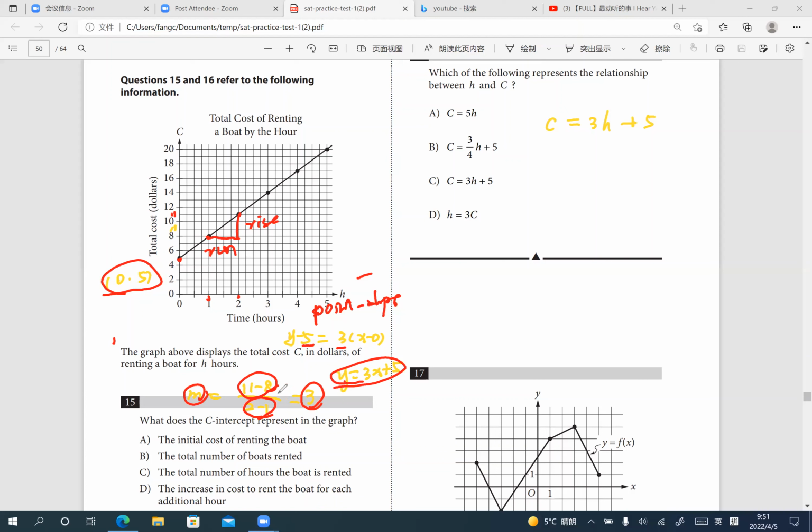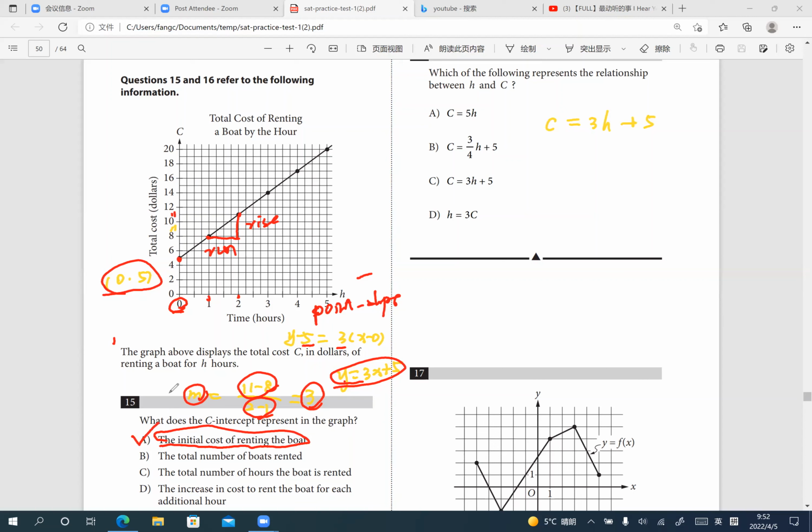Now we go to question 15. What does the C-intercept represent in the graph? So the C-intercept we can tell is 5, when H equals 0. The cost is $5, which means the initial cost of renting the boat. So we should choose option A.